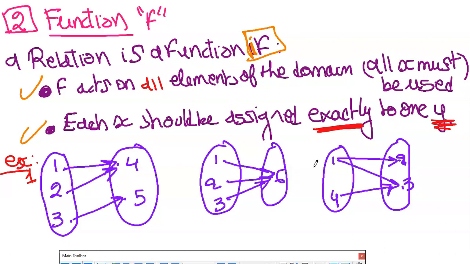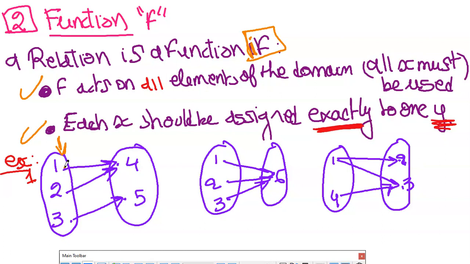Let's look at the first example here. I have three diagrams, and let's see if each is a function, yes or no. All you need to do is look at the domain X. I see that in the domain I have just 1, 2, and 3. Am I using all those values? It means each one of them has an arrow going out from it. Yes. So the first condition is verified.